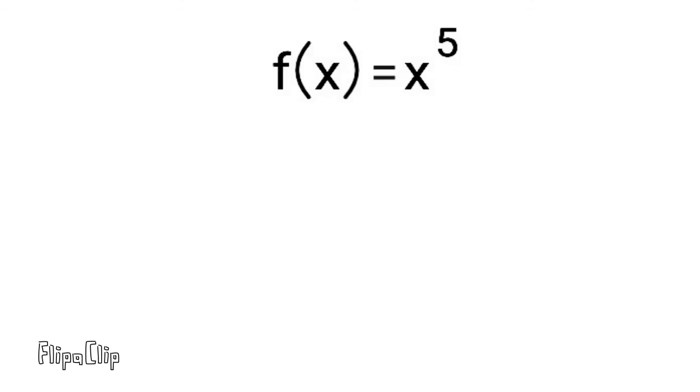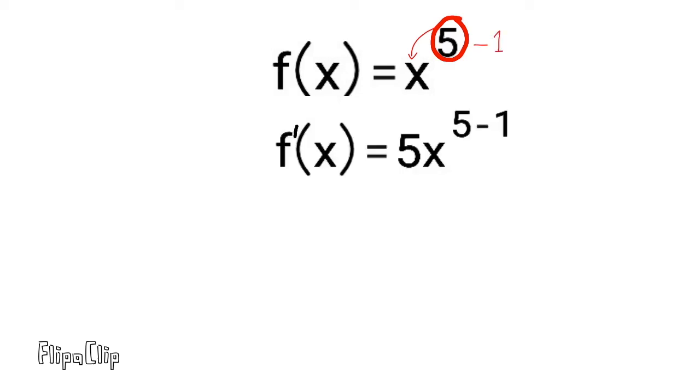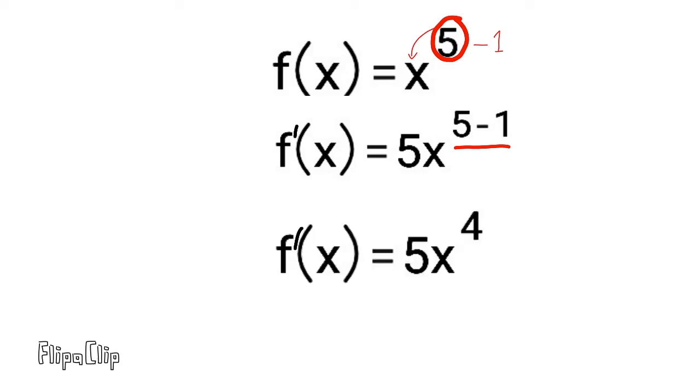For example, we have f of x is equal to x raised to the power of 5. We're just going to multiply the exponent to our coefficient or variable, and also subtract 1 from our exponent. So we have f prime of x is equal to 5x raised to the power of 5 minus 1, and subtract the exponent, so we have our final answer, which is f prime of x is equal to 5x raised to the power of 4.